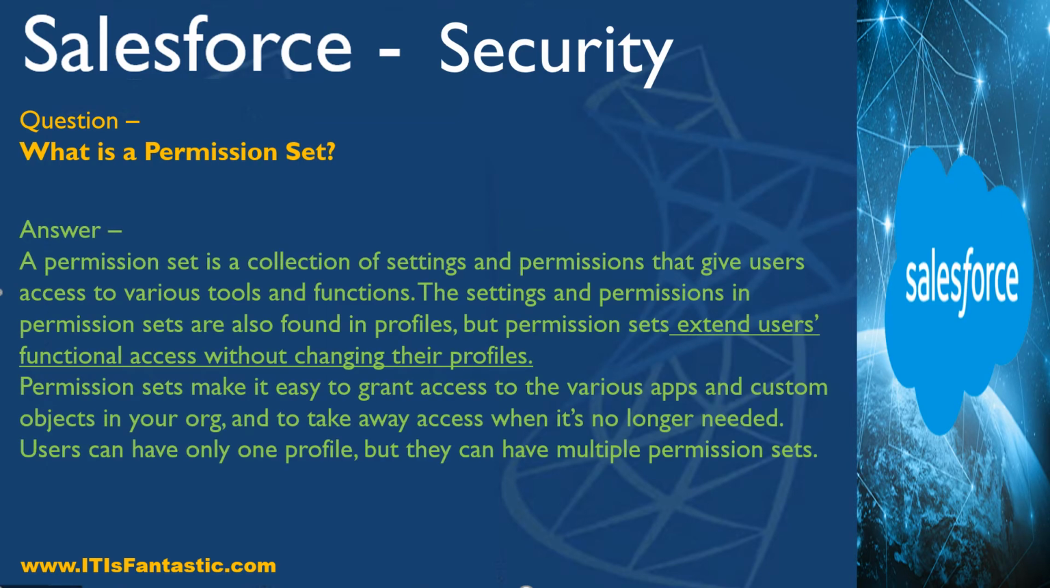What is a permission set? A permission set is a collection of settings and permissions that gives users access to various tools and functions. The settings and permissions are also found in profiles, but permission sets extend users' functional access without changing their profiles.